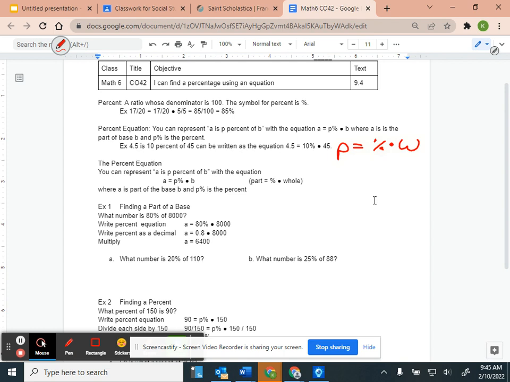I kind of repeated what the percent equation is. Look at that, is that important? It's on the paper twice. Did you not get one? All right, come on up.